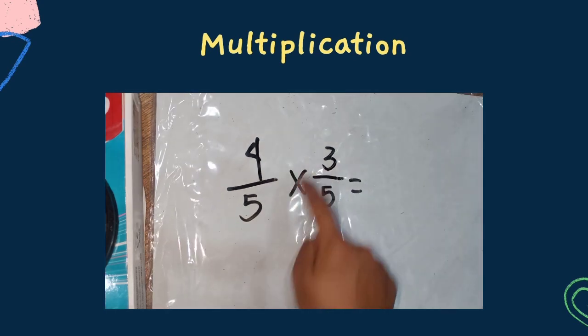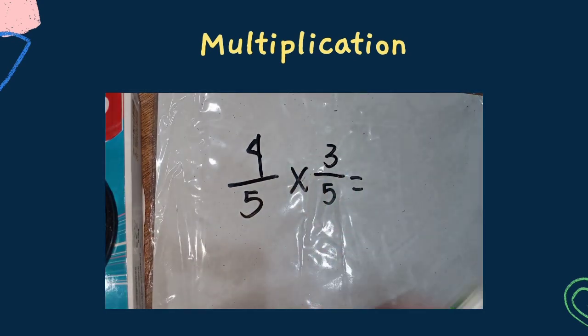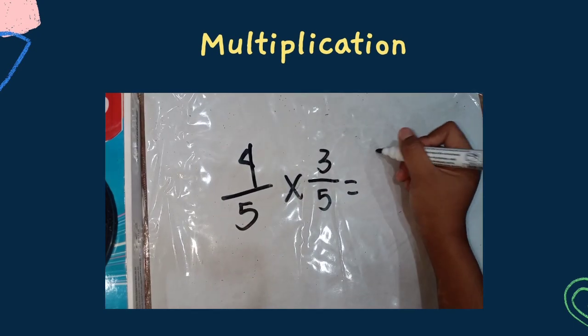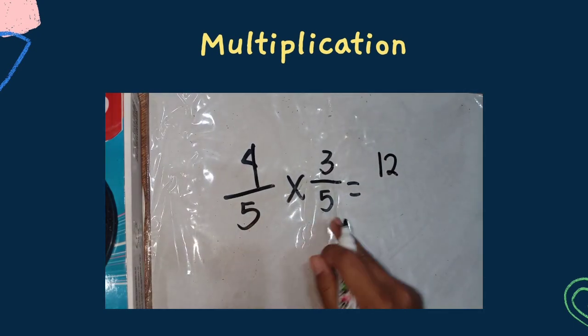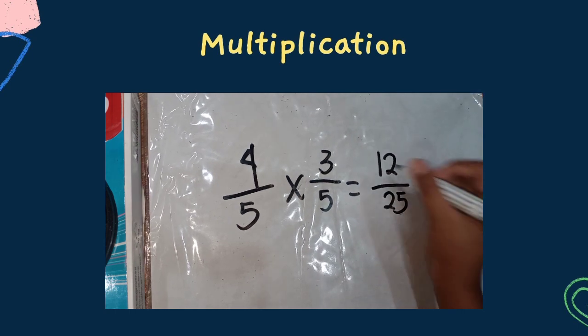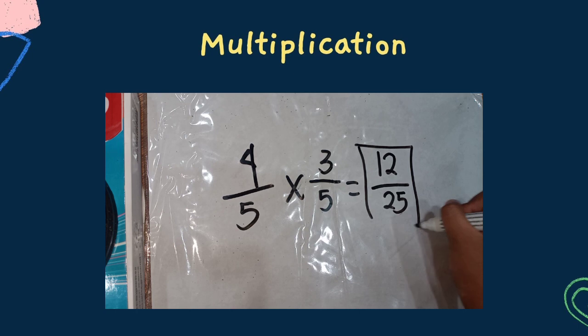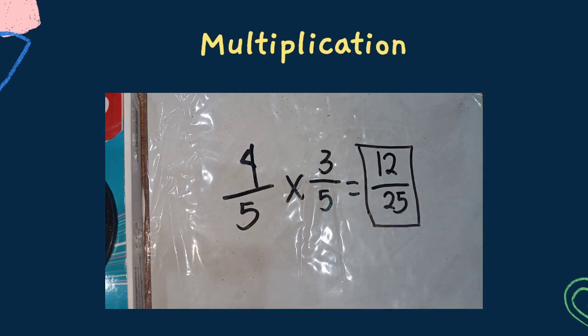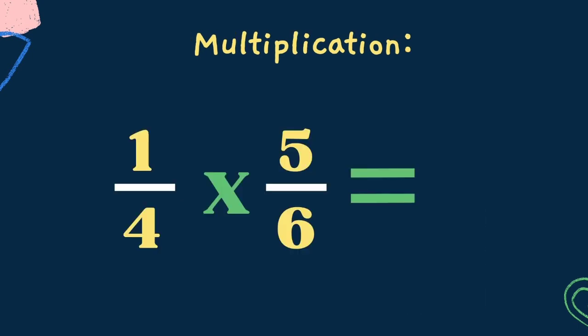Again, let's just repeat the steps earlier. 4 times 3 is equal to 12. 5 times 5 is equal to 25. Since there is no simpler form than that, that's our final answer. 12 over 25.